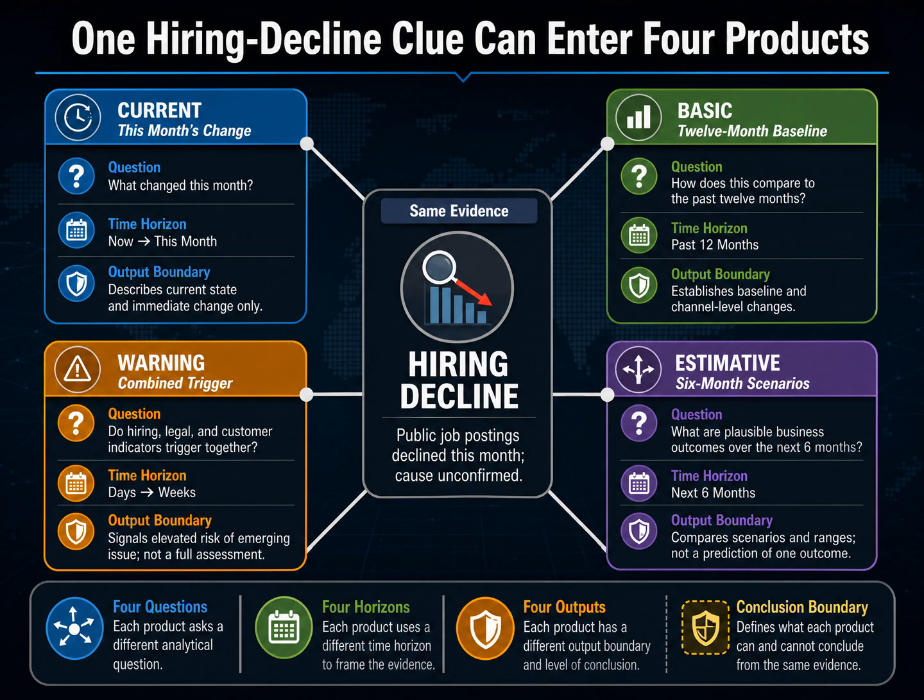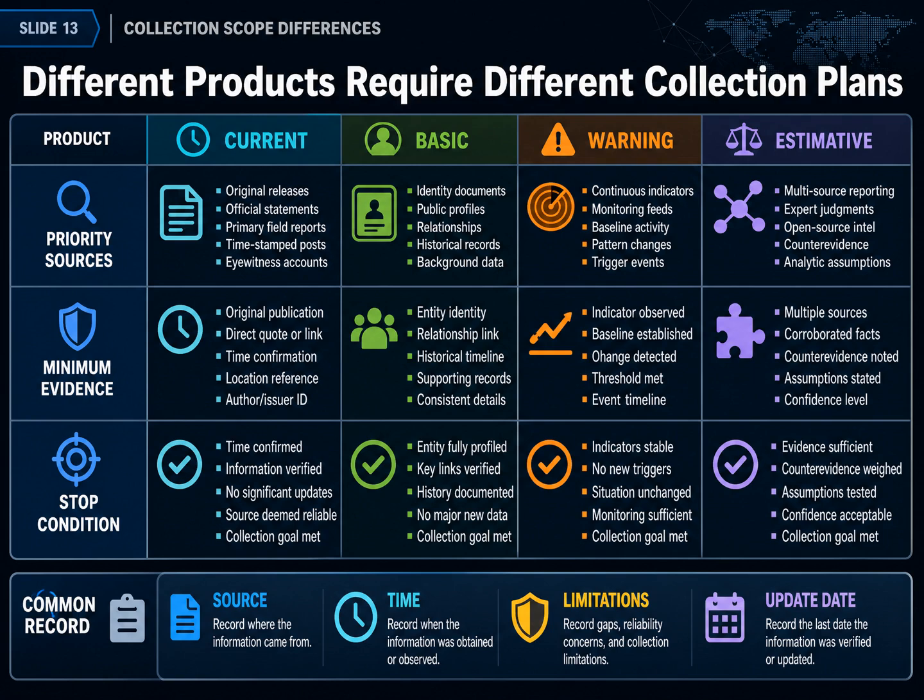When you find a new item, do not ask only whether it is important. Ask which product it belongs in and which question it helps answer. When the product changes, the collection plan changes with it. Current intelligence prioritizes original releases and time confirmation.